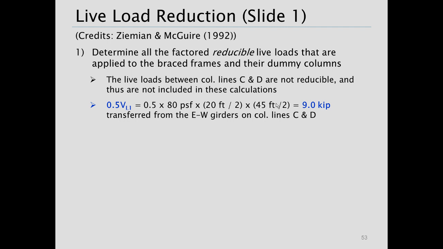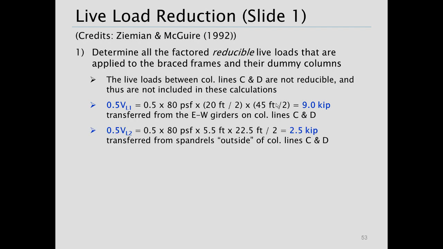So I tally up 9.0 kips that's transferred from the east-west girders on column lines C and D from the 80 psf that are outside of column lines C and D. The spandrels outside of column lines C and D, those 22.5 foot long spandrels, we're collecting 2.5 kips for 0.5 live from those. And so a total of 11.5 kips.